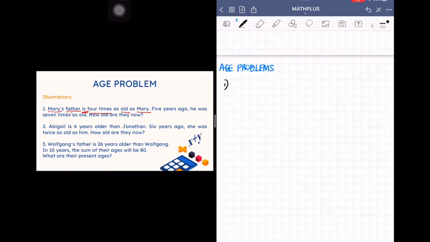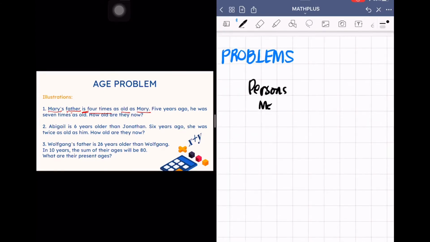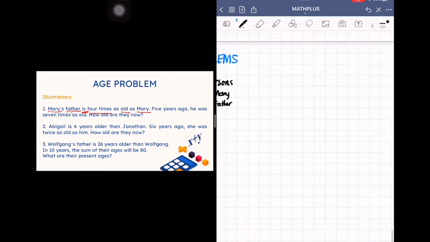So, you have persons like Mary and father. Then the time setting of the problem is 5 years ago. So we only have past and present; we do not have future in the problem. At present, we represent them as M and F. In the past, we're referring to 5 years ago, so you have here M minus 5 and F minus 5.